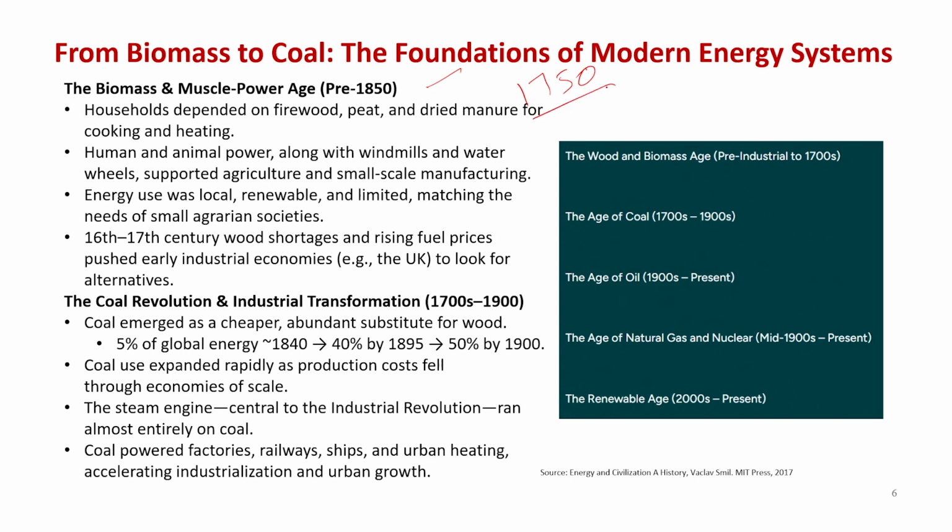But households till that time depended primarily on firewood and dried manure for cooking and heating, and on human or animal power, along with windmills or water wheels. It was either fire based or wheel based, which was primarily the source of energy till that point of time. When renewable energy in the form of windmills was being used, people had simply learned how to use the wheel to do that job.